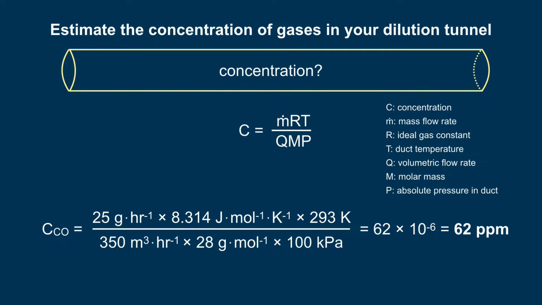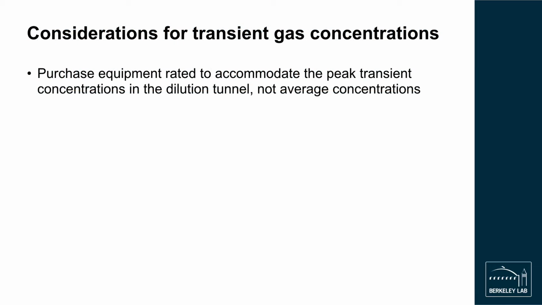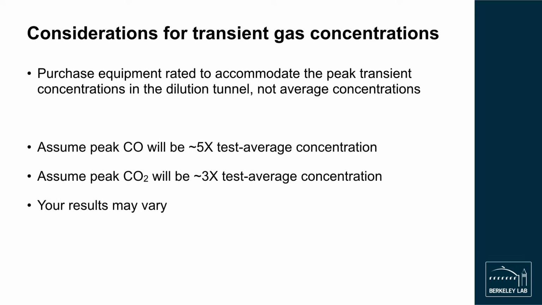Remember that this estimate is for the average duct concentration, but your equipment should be suitable to deal with transient spikes that can greatly exceed the average concentration. In our experience, 5 times the average carbon monoxide concentration and 3 times the average carbon dioxide concentration are often safe assumptions for peak concentration, but your results may vary.